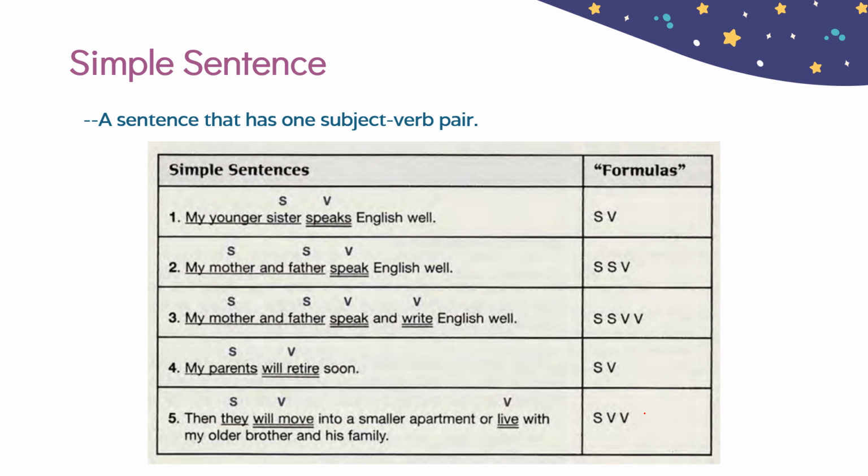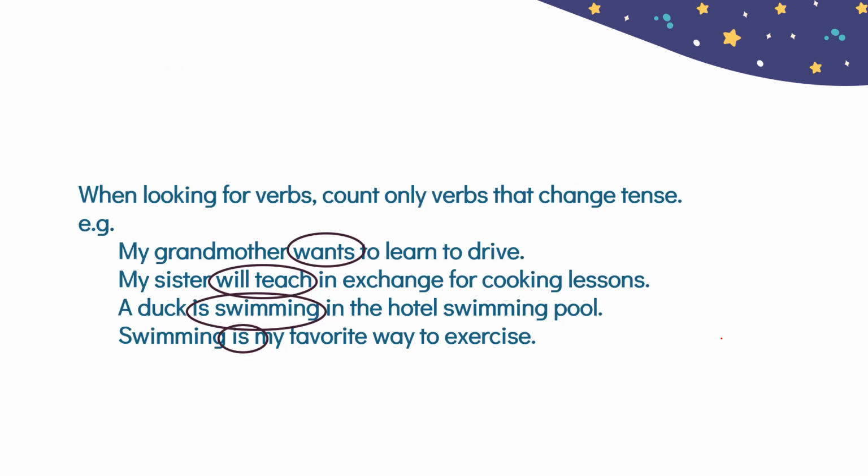Even though there are more than one subject and more than one verb, as long as there is only one subject verb pair, those are still considered as simple sentence. When looking for verbs, count only verbs that change tense. Have a look at the example.